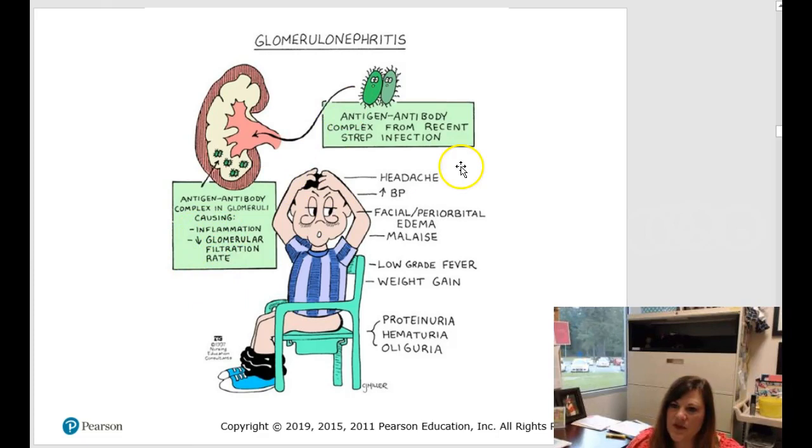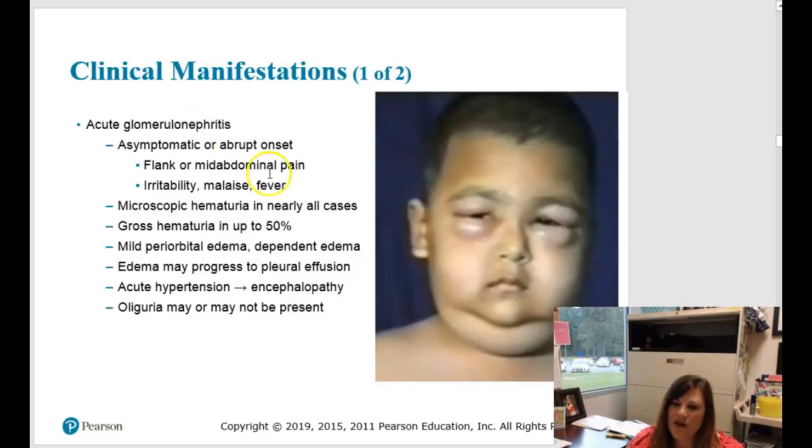And then some of the symptoms can be headache, high blood pressure. Edema is a really big sign of glomerular nephritis. We see that a lot, especially periorbital edema, which is around the eyes, and I think I have a good picture of that for you next. Malaise, low-grade fever, weight gain, and then what we see in the urine: hematuria, proteinuria, oliguria, all those things. So here's a picture of periorbital edema. You can see that edema above and below the eyes.